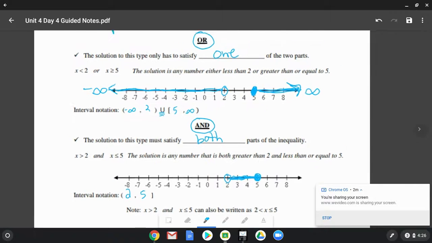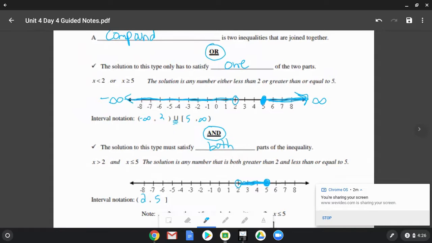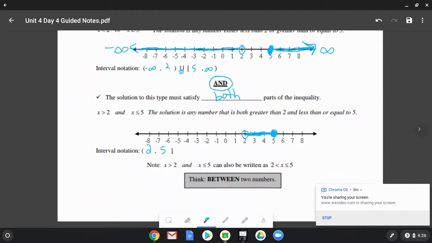So we have two different types if you look at this. We got the ORs, which are shaded away from each other, and there's a gap in between. And we have the ANDs that are shaded towards each other without a gap. There's only one way to write the ORs, and that's with the U in between the two separate inequalities. And then for the ANDs, it's going to be one single inequality.